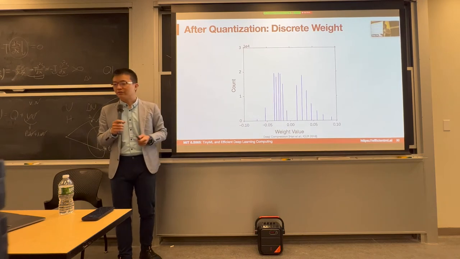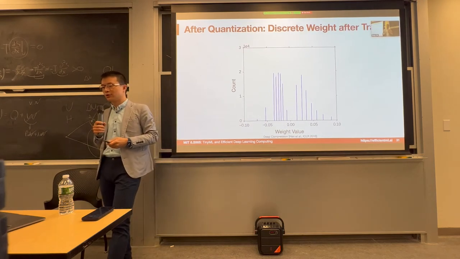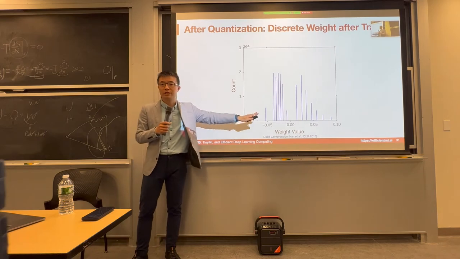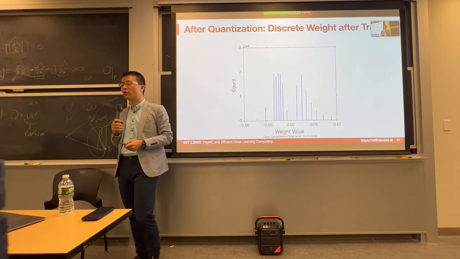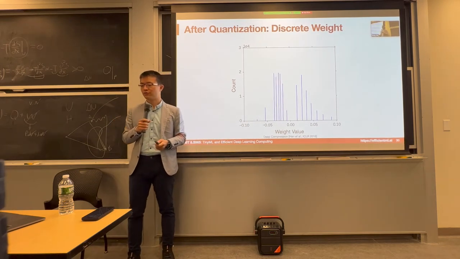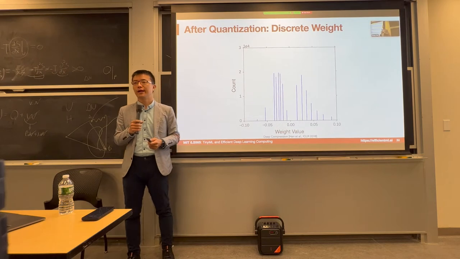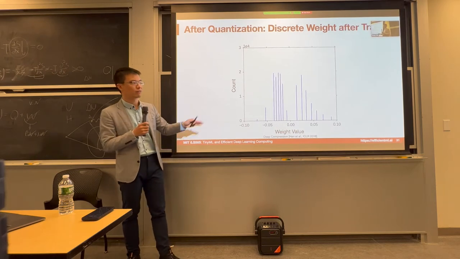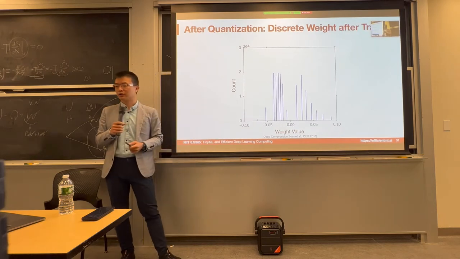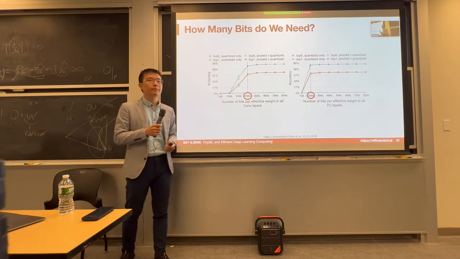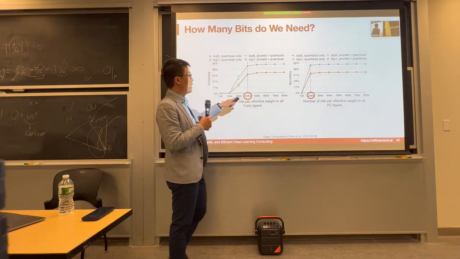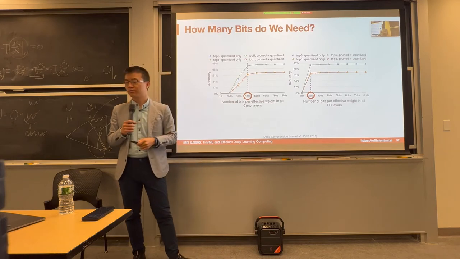And then what about after fine-tuning? The weights slightly shifted from left to right. This is before and this is after. We can observe these small changes in the location of the weights due to this fine-tuning to recover the accuracy after compensation. And let's see how many bits we can quantize before we lose accuracy.